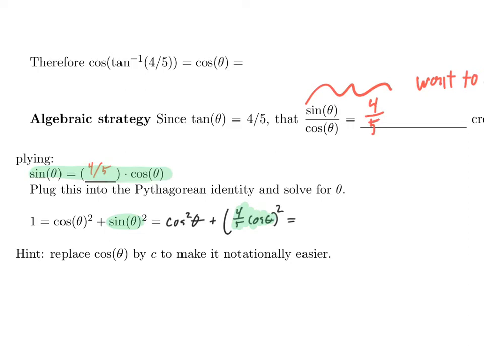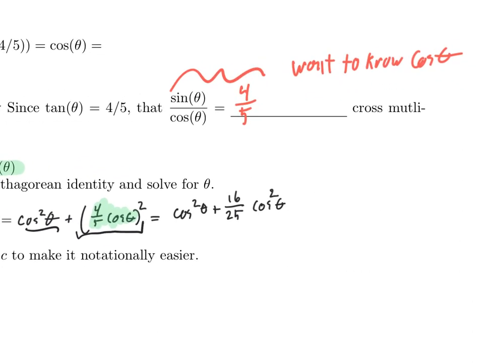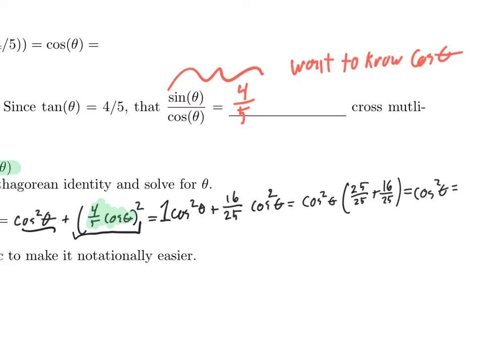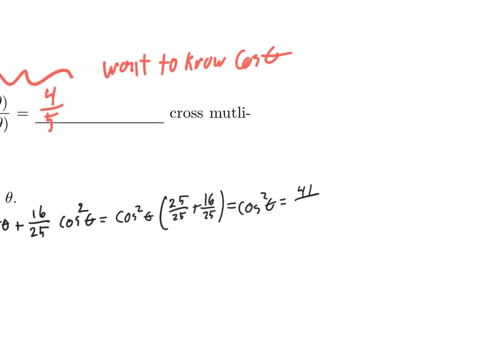Carrying on, that will give me cosine squared of theta. I'll leave this piece alone still. And I guess, how do you evaluate the square of a product or a quotient? Well, you can just square each piece. So that's plus 16 over 25 cosine theta, squared, that's squared too. All right, so we can factor out a cosine squared. That's equal to cosine theta squared times 1 plus 16 over 25. So that's 25 over 25 plus 16 over 25. That is, I guess, 41 over 25.